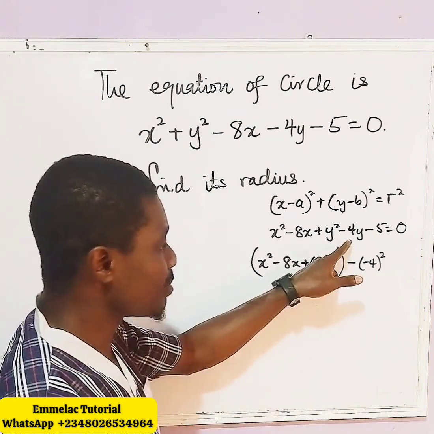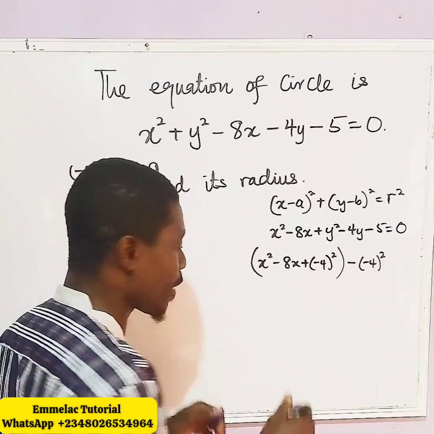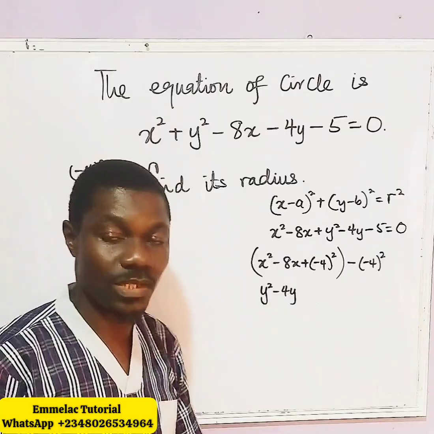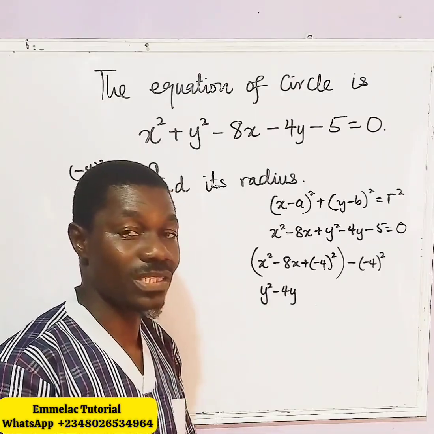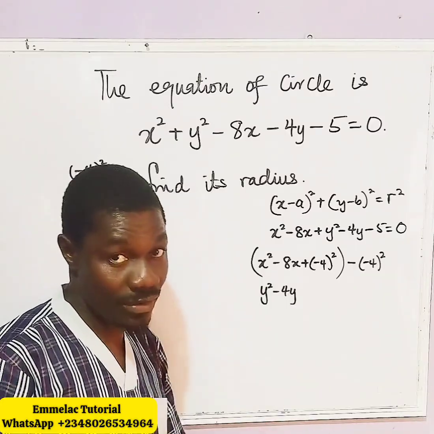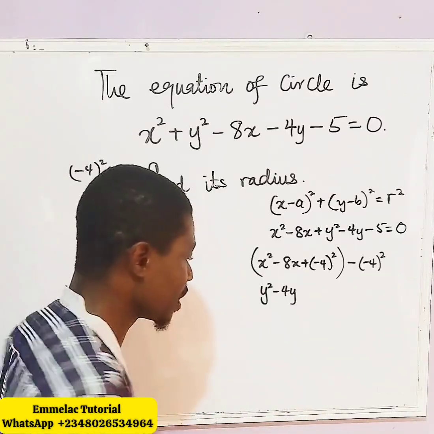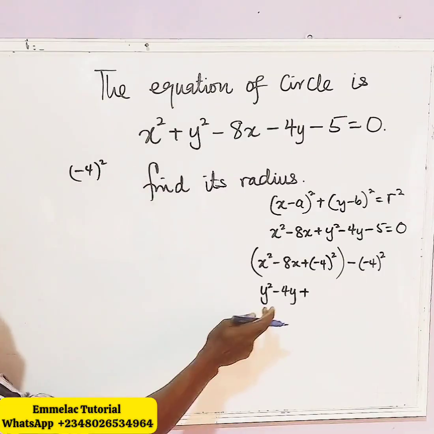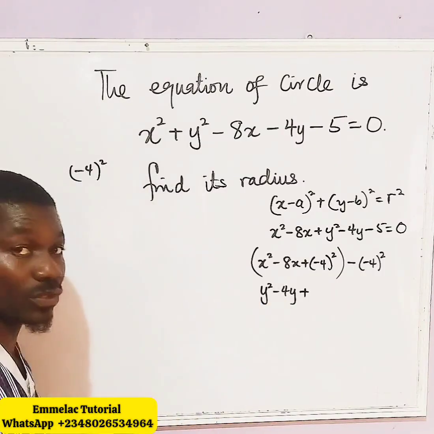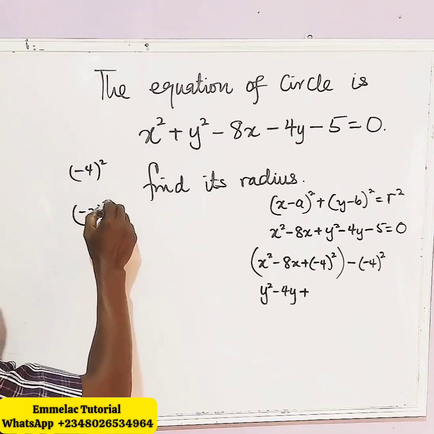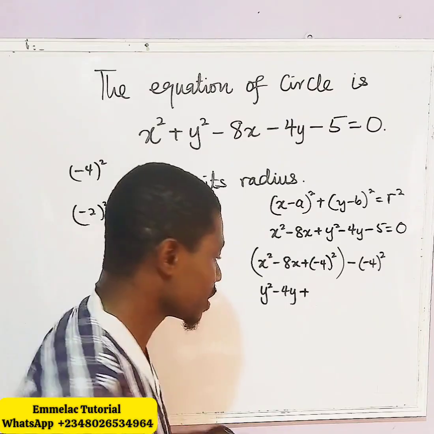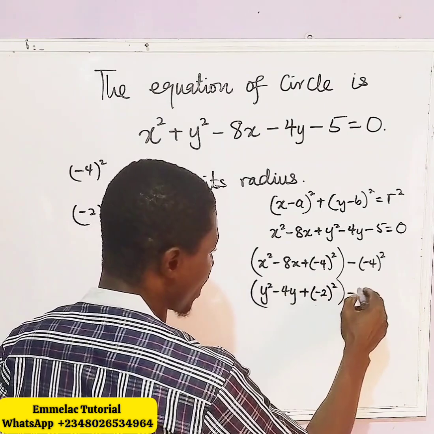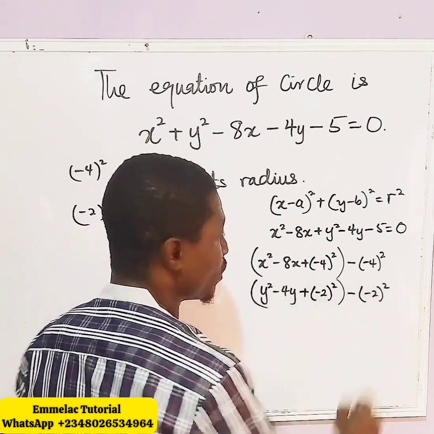Now apply the same rule to the y term. Here you have y squared minus 4y. Taking the coefficient of y, which is negative 4, divided by 2 and squared, then adding and subtracting. Negative 4 divided by 2 will give us negative 2 all squared. So this is the term we'll be adding and subtracting. Here we have plus negative 2 all squared, then minus negative 2 all squared.